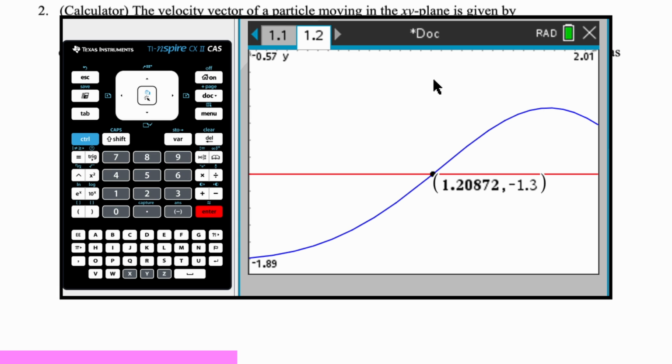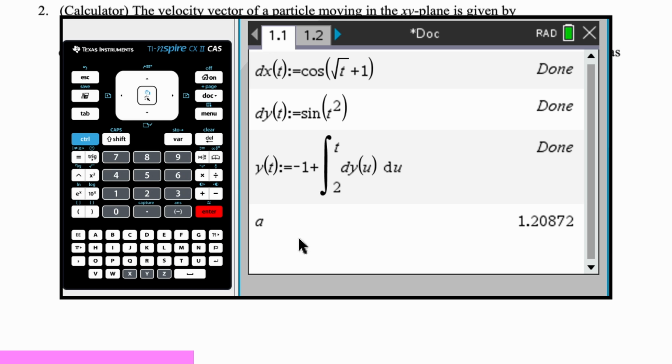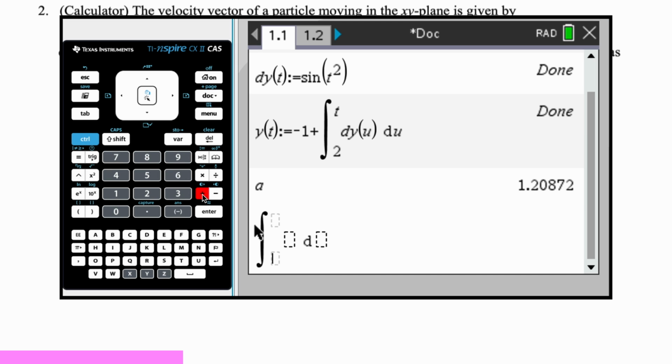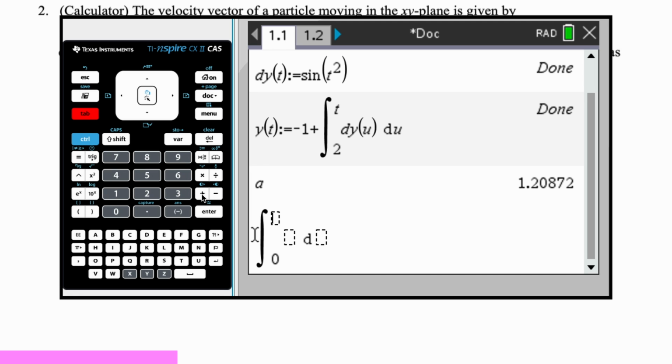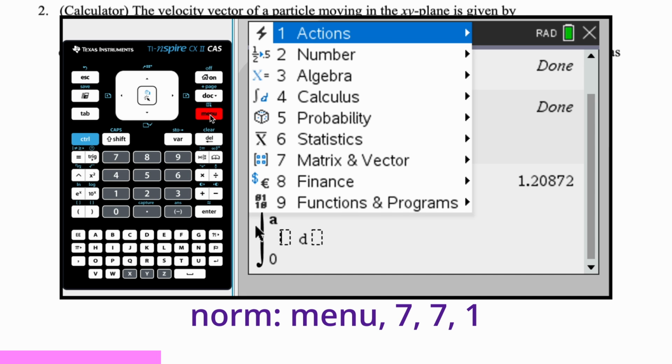Now what I need to do is go back here, and I want to find the distance traveled, which is the integral of the norm of the velocity vector, on 0 to that time value that I just found. I don't know what that value was. There we go. All right, so let's do that. So we're going to go shift plus 0 to the value we found, a. And then we want the norm of the velocity vector. So I'm going to actually do that. You could also just type it in.